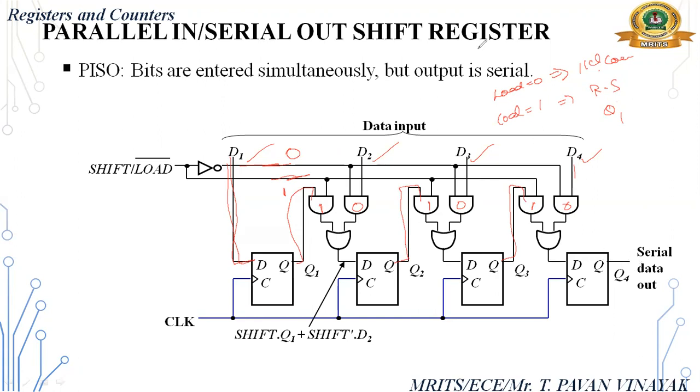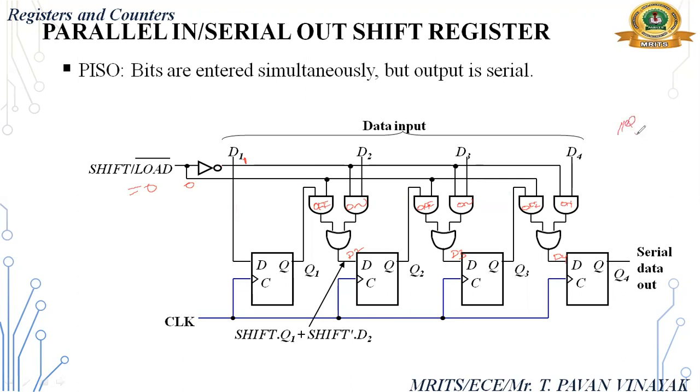So let us see the operation. Now I am taking load equal to 0. What happens? Load bar is 1. This one is 0 now. So for 1, this is off, this is on, off, on, off, on. This is off, which means the outputs are D2, D3, D4. The inputs are D1, D2, D3, D4, which means parallel load. Right? Parallel load.